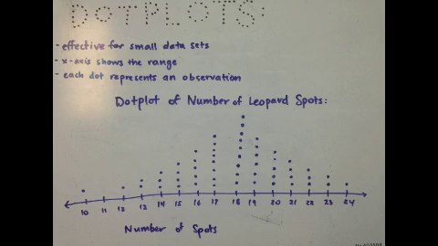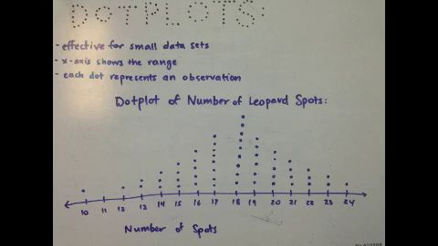With a dot plot, you can determine the spread, shape, center, and if there are any outliers quite easily. In our example, it seems that the approximate center is 18 spots because there are 9 observations of leopards with 18 spots. We can see the range of our data because that is the number line, and it shows that the data ranges from 10 spots to 24 spots.